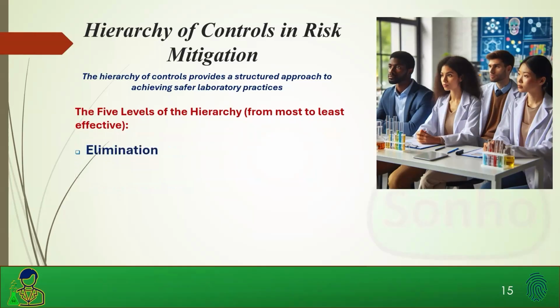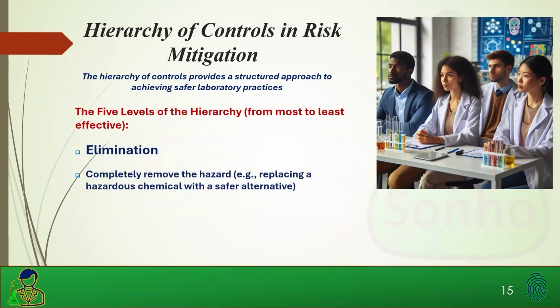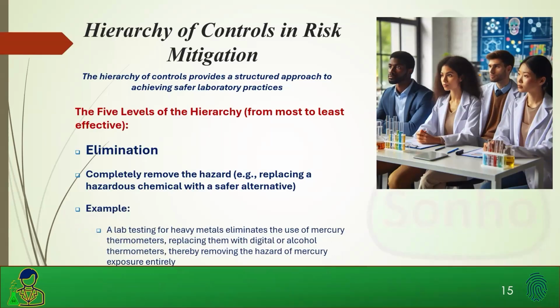The first is elimination. This is the most effective, and this is to completely remove the hazard, say by replacing a hazardous chemical with a safer alternative. Some examples: a lab testing for heavy metals may eliminate the use of mercury thermometers, replacing them with digital or alcohol thermometers, therefore removing the hazard of mercury exposure entirely. So by removing the potential risk, that is the most effective way to control risk.